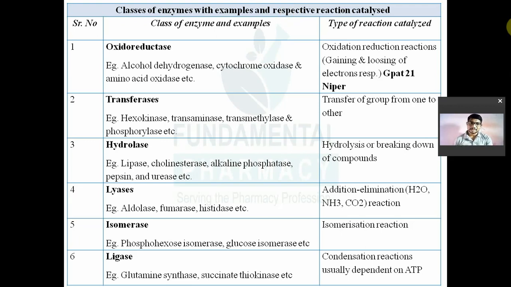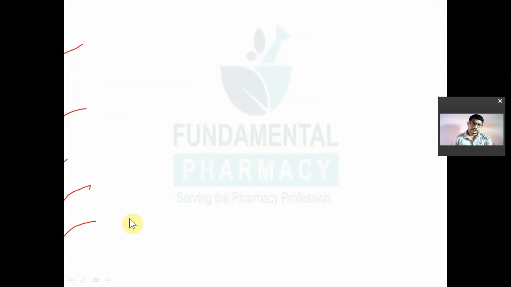And what are these categories? These are nothing but the oxidoreductases, then transferases, hydrolases, lyases, isomerases, and ligases. Now these are the categories.